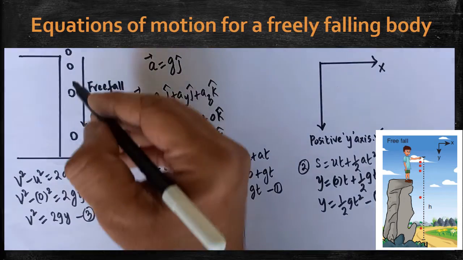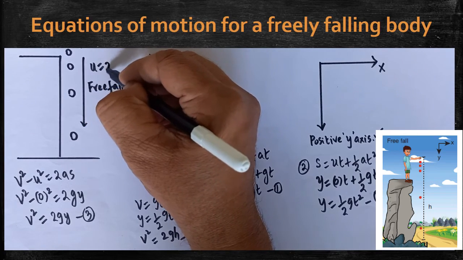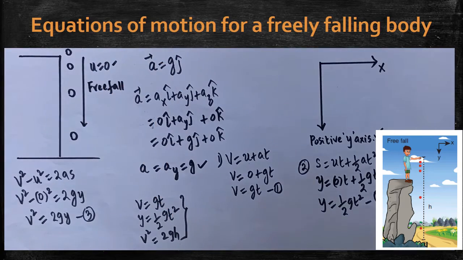Understood? Here the most important assumption is that when the body starts to travel, by that time there is no velocity. The initial velocity is 0. That is very, very important. Understood?